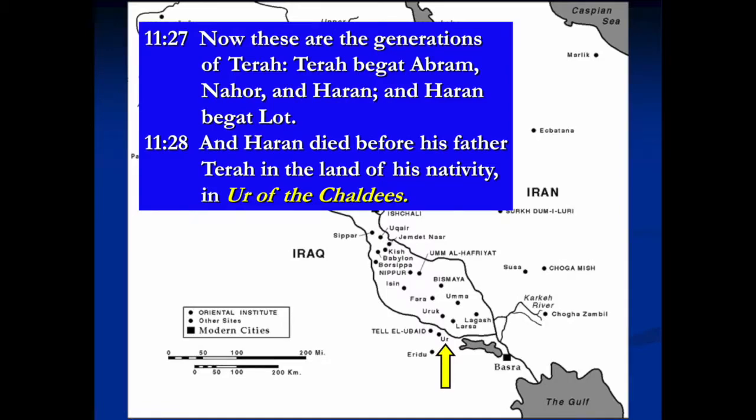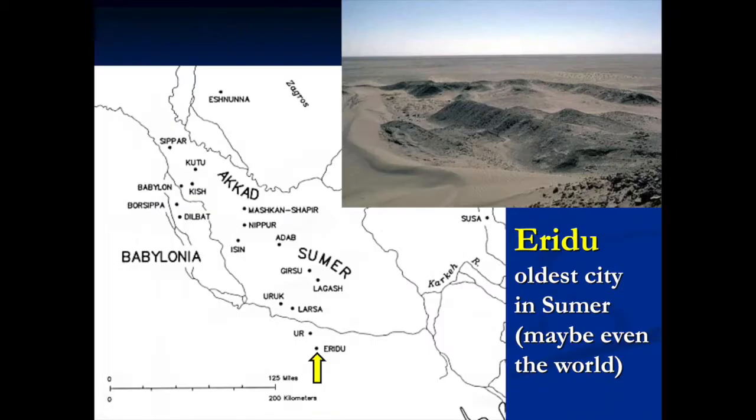Okay, the Chaldees, referring to Abram and Terah. He may have been from a different one, I don't know, but anyway, it's a possible link. Next slide. And Eridu. Eridu is very interesting. It's the world's oldest city. It's believed it's at least the oldest city in ancient Sumer and probably the very oldest.